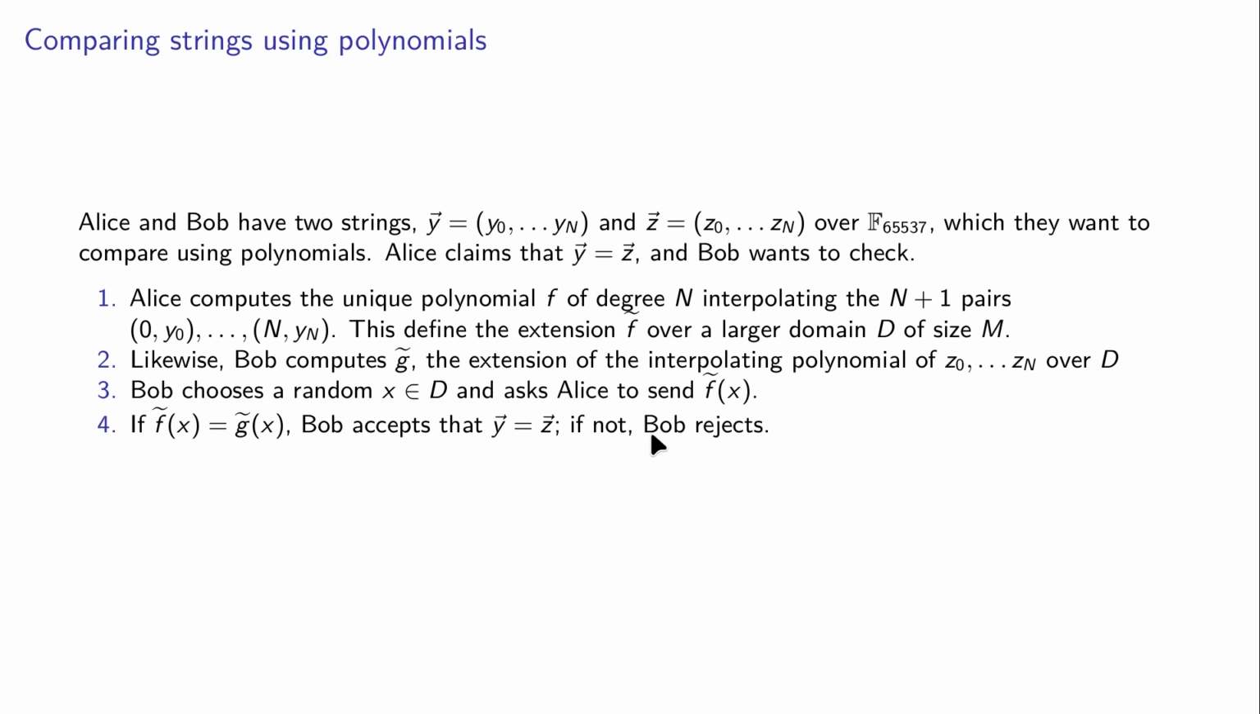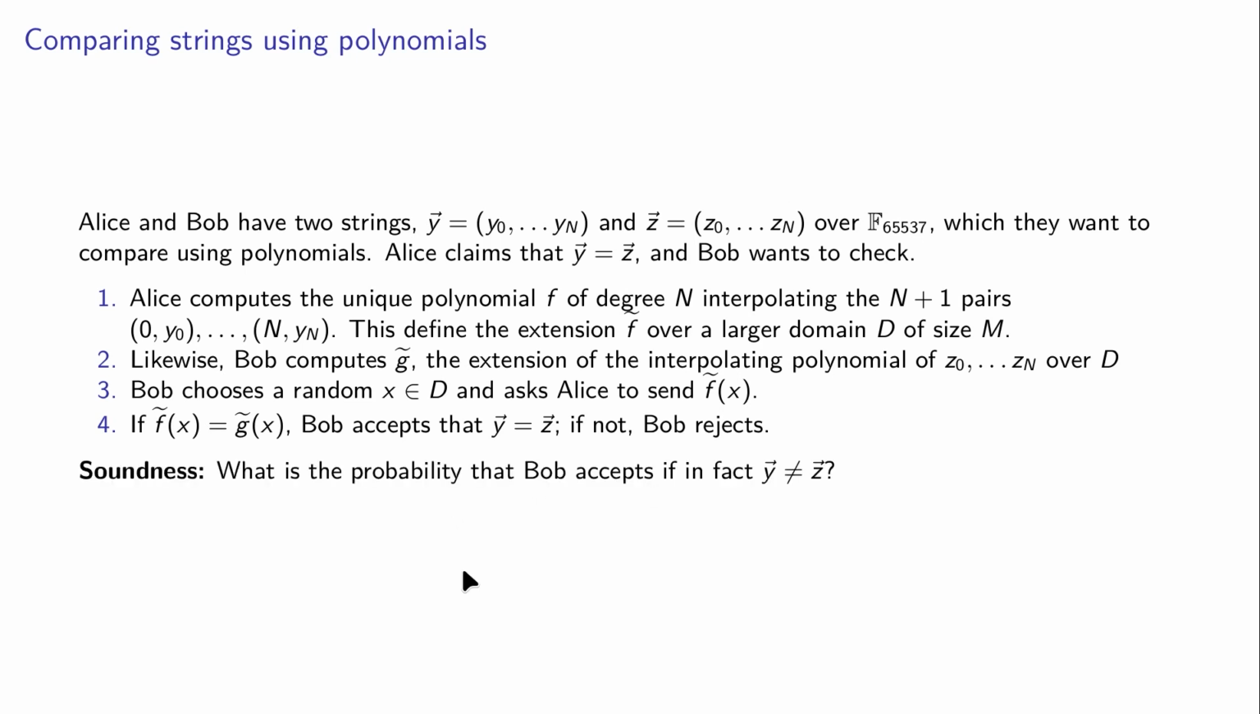Now, if y and z are identical, then the polynomials are identical, but if y and z differ at only 1 bit, then these polynomials are very likely to be completely different. So what Bob now does is choose a random x over the extension domain and ask Alice to send the corresponding value f tilde of x. And now Bob is going to compare f tilde with g tilde at the location x, and if the two values are the same, then Bob believes that y and z are equal, but if not, then Bob rejects, because then he knows for sure that y and z are not equal.